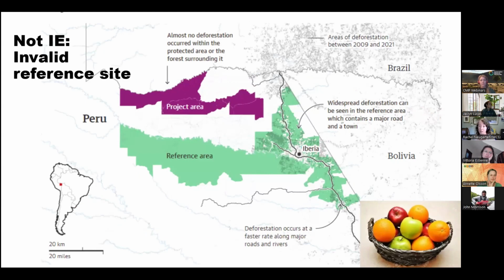So this is from one of those news studies about that carbon offset scandal a couple years ago. They showed that some of the reference sites that were picked for the carbon offset projects really just weren't good counterfactuals. So in this case, there was a project area and there was a reference site. The reference site had a town in it. It had a road running through it. And so if you just compare deforestation rates in these two sites, the outcomes were very different, but it might not have been the effectiveness of the project that was causing that difference. It was a really different level of background pressure.